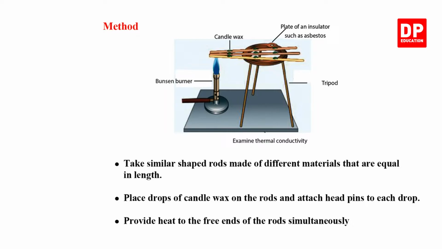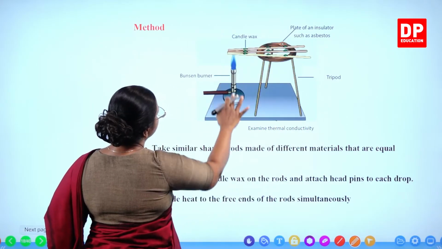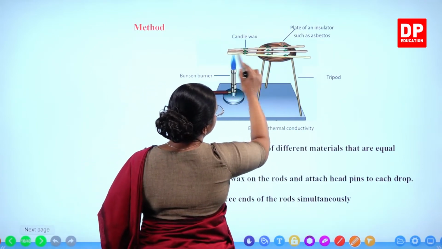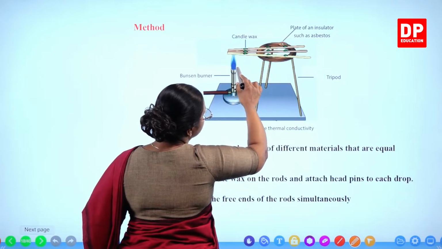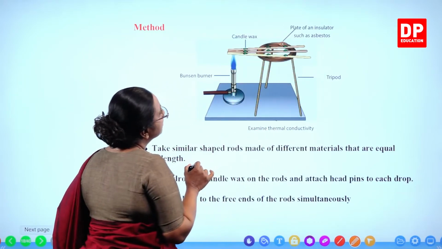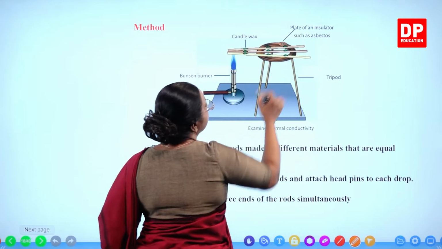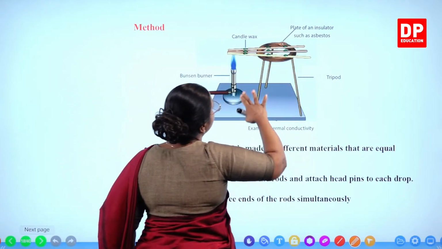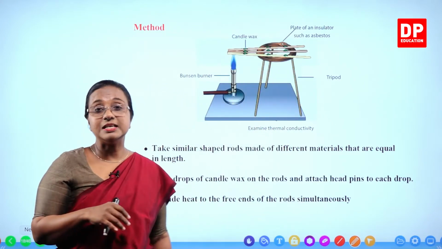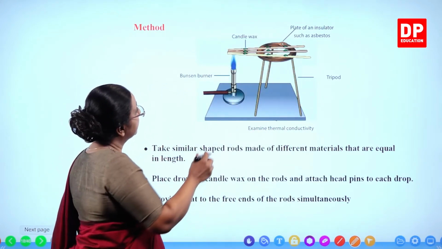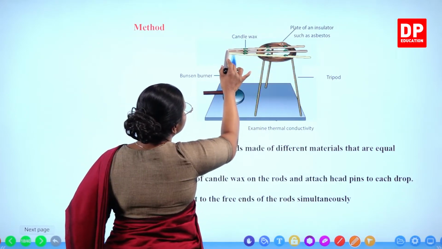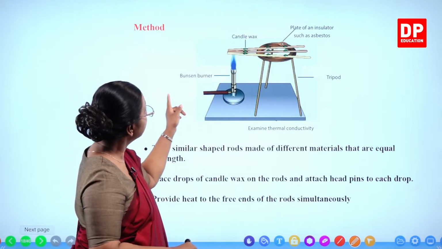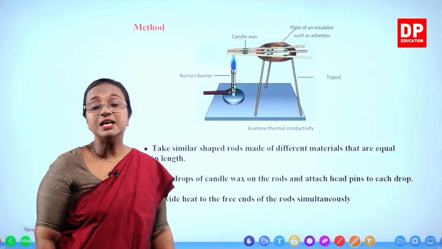Examine thermal conductivity. So on the table, we have the Bunsen burner. Then you can see the tripod. Now here you can see the metal rod, and a plate of insulator, this one, that doesn't conduct heat, such as asbestos. You all know what an asbestos sheet is. So that is placed on top of the tripod, and on that only we place the metal rods. So on that you can see the candle wax here, and all the tips are close to each other, so then heat will be provided evenly.